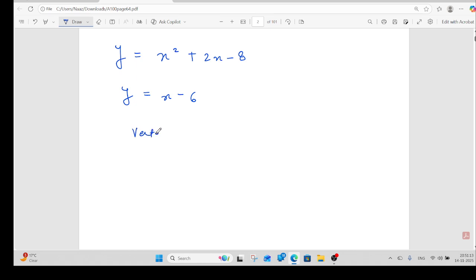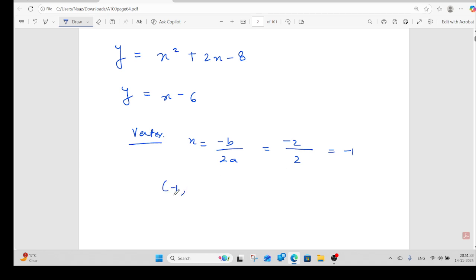How do we find the vertex for a quadratic equation? We use x equals minus b over 2a, this formula. So b is the coefficient of x, which is 2 here, right? So negative 2 over 2 times a, where a is 1, the coefficient of x squared, so 2 times 1 is 2. So we got negative 1.